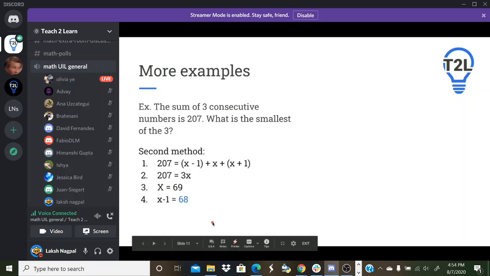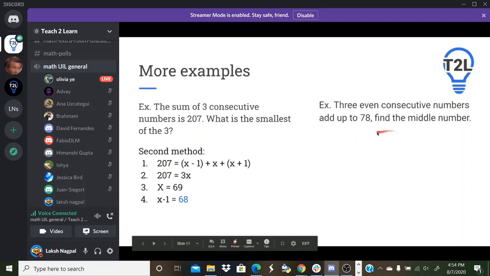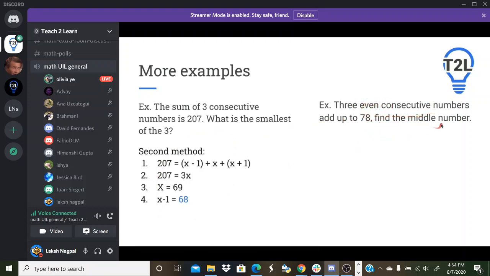Does that make sense? Do we have any more questions? If not, then we're going to move on to this one. So try using this method to solve this. 3 even consecutive numbers add up to 78. Find the middle number. So be careful with the fact that it's even consecutive numbers. I started the timer.